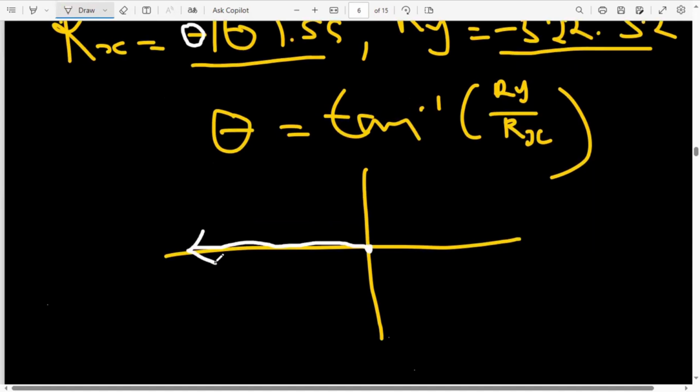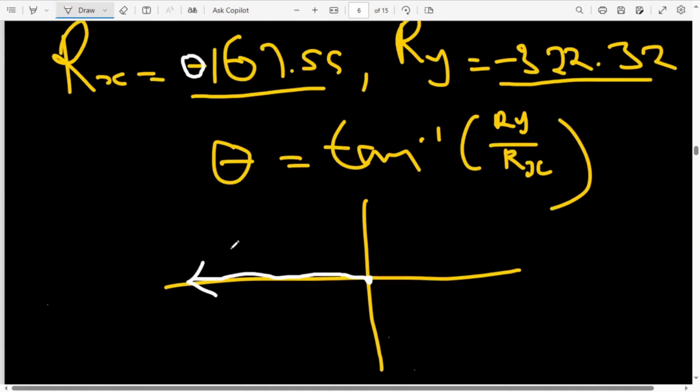This is my x component. And when writing this number, I'm just going to write 167.55. Notice that I've not included a minus here, because the minus is shown by this arrow that I've drawn that goes to the left. And then we also have the y, which has a minus in front here.